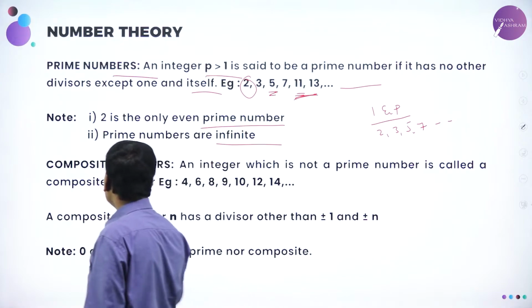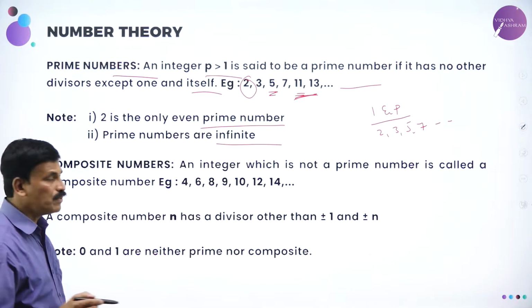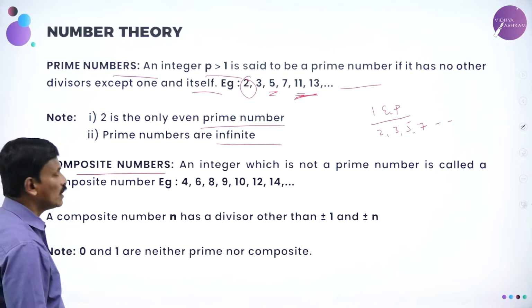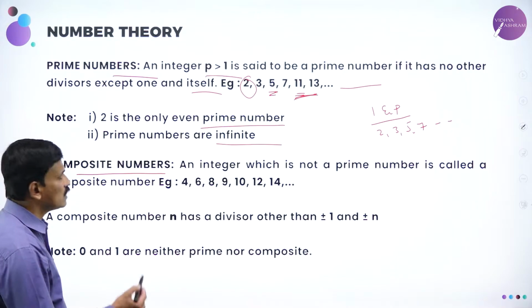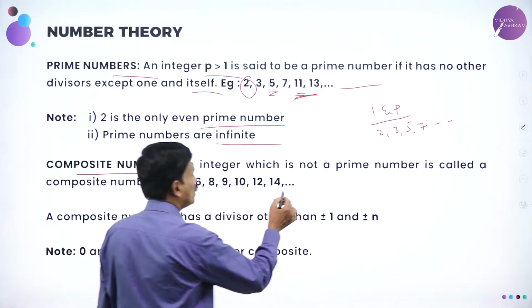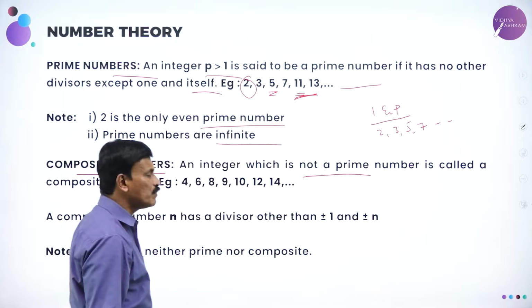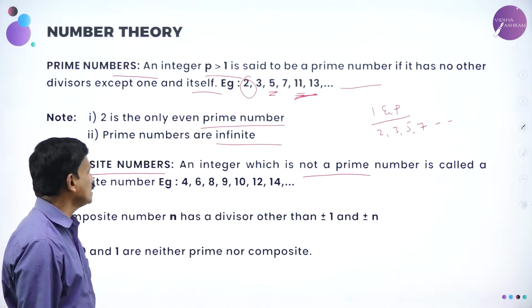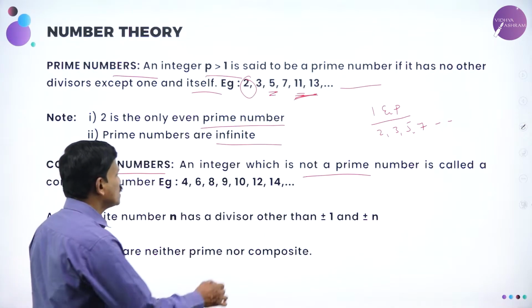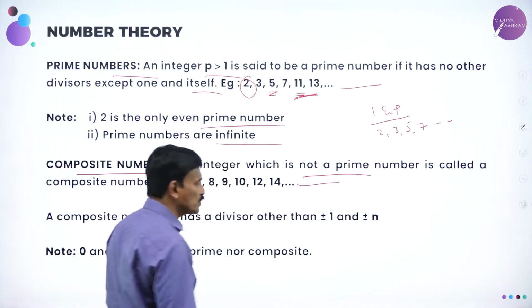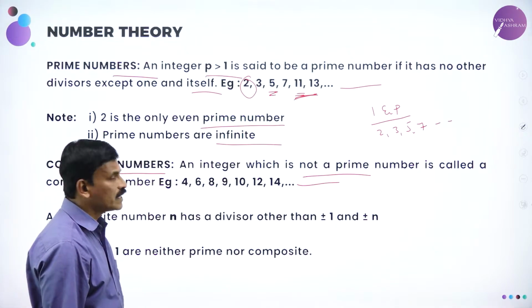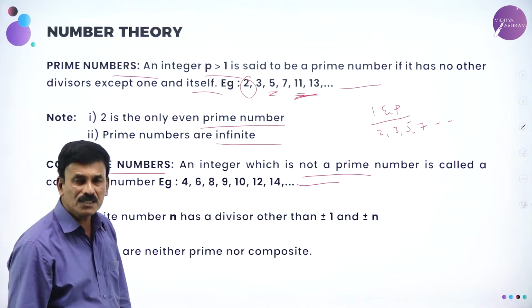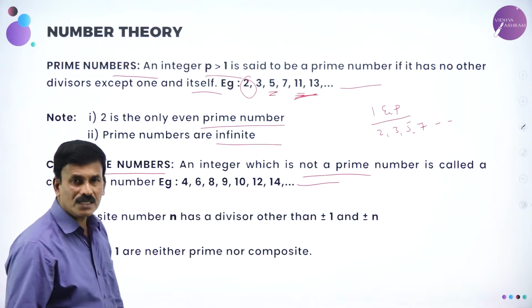After knowing prime numbers, the next important concept is the composite number. A composite number is an integer which is not a prime number. Examples are 4, 6, 8, 9, 10, 12, 14 and so on. These are all examples of composite numbers. That means a composite number can be expressed as the factors of other numbers; it is divisible by numbers other than 1 and itself.